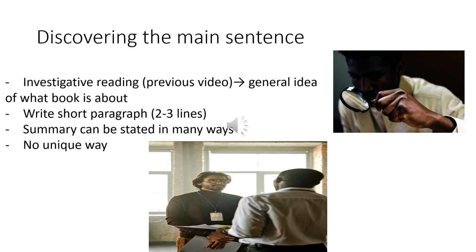After doing a quick investigative reading of a book, you should have a general idea of what it is about. You should write a short paragraph, 2 or 3 lines, and the summary can be stated in many ways. There's not one way to do that. And if it's difficult for you to summarize the book on paper, you should speak with someone and summarize the book in a few sentences.